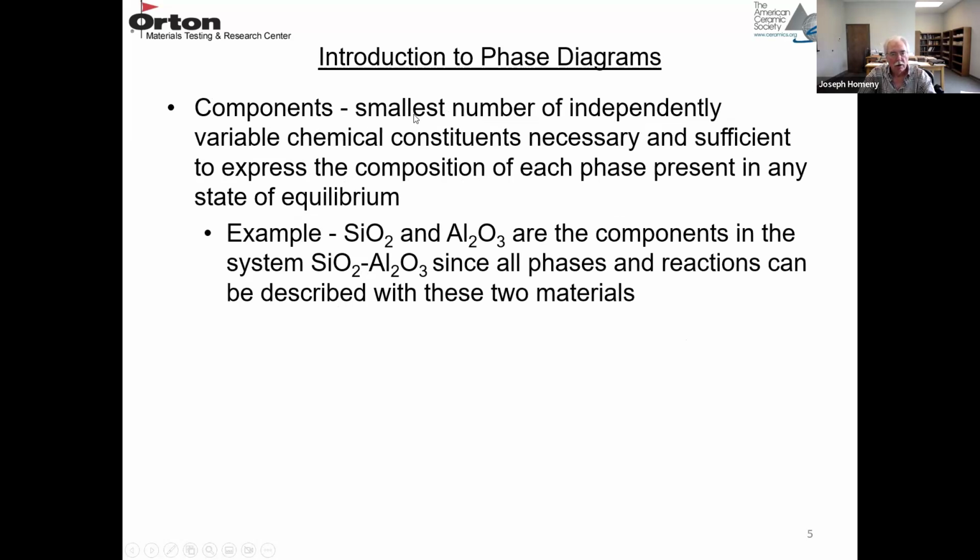The components are the smallest number of independently variable chemical constituents necessary and sufficient to express the composition of each phase present at equilibrium. So again, going back to the SiO2 Al2O3 system, SiO2 and Al2O3 are the components in this system. All the phases and reactions that take place are going to be between these 2 materials, SiO2 and Al2O3.